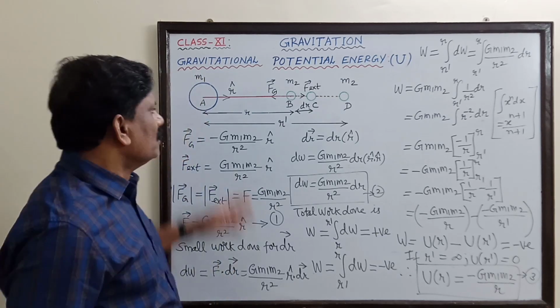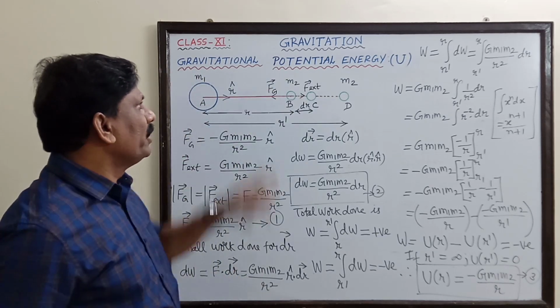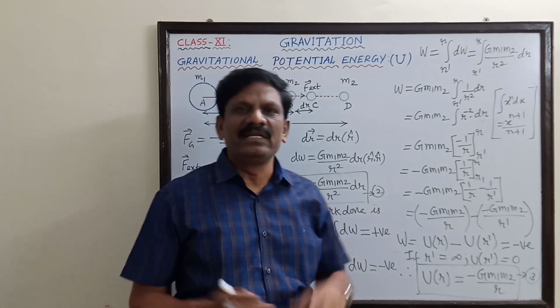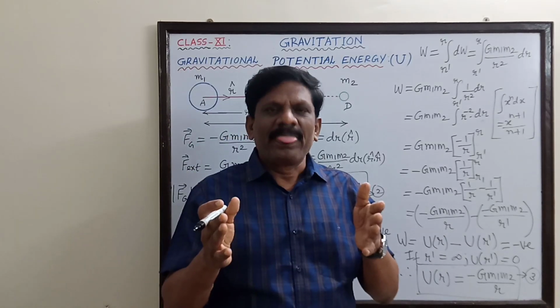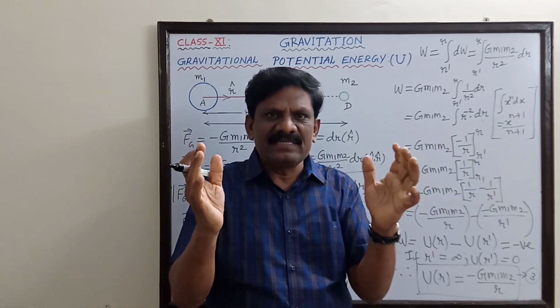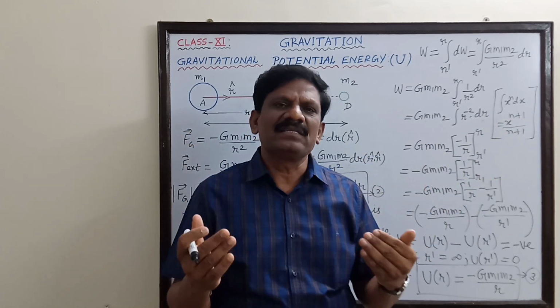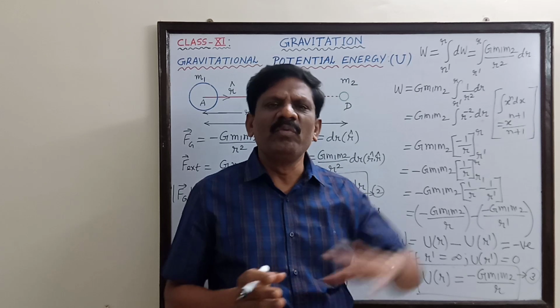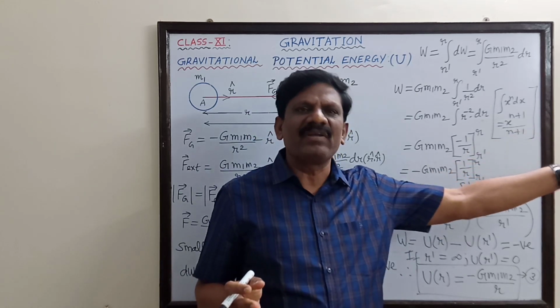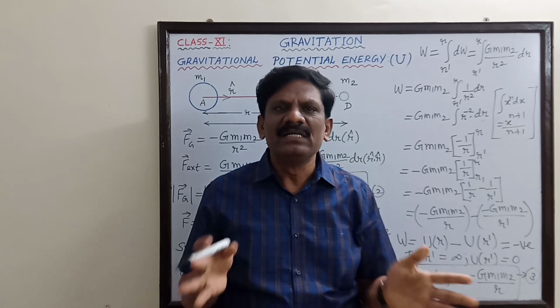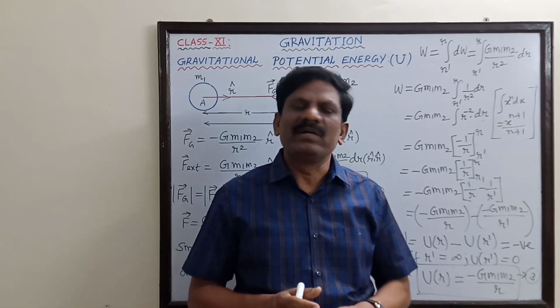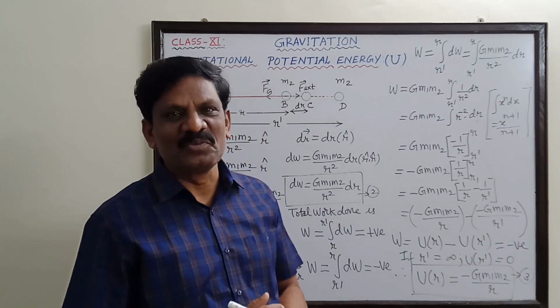Understand? So what do you understand by gravitational potential energy of the system? It is the work done in assembling the two masses at a reasonable distance. Or it is the work done in moving the test mass M2 from infinity and keeping it at a distance R to form the system. It is a scalar quantity. I hope you must have understood well. Fine.